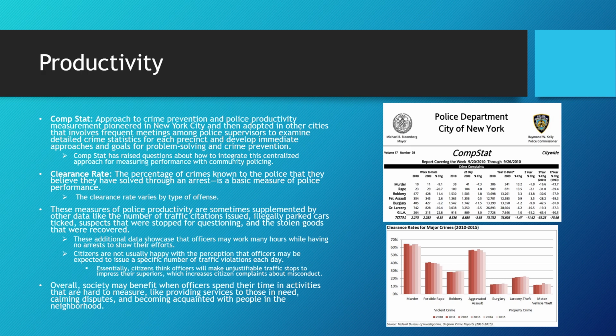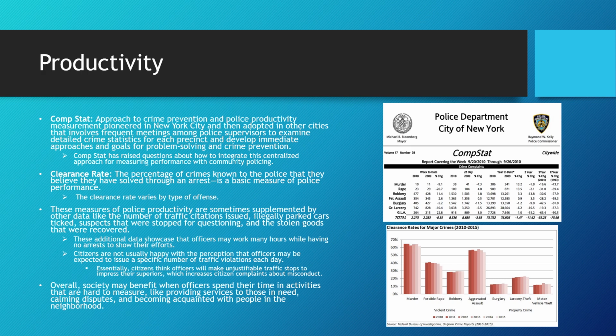Clearance rate could be described as the percentage of crimes known to the police that they believe they have solved through an arrest. It is a basic measure of police performance. The clearance rate varies by the type of offense. These measures of police productivity are sometimes supplemented by other data like the number of traffic citations issued, illegally parked cars ticketed, suspects that were stopped for questioning, and the stolen goods that were recovered. These additional data showcase that officers may work long hours while having no arrests to show for their efforts.